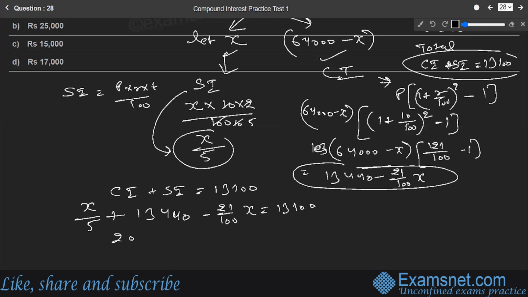If we start solving, it becomes 20X plus 13,440 minus 21X is equal to 13,100 into 100 because we had taken the 100 as LCM. If we solve this further, the X value is coming out to be 34,000. Okay, X value is 34,000.